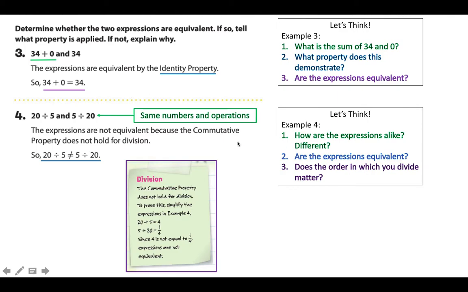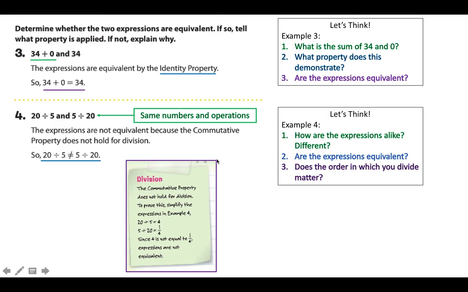Look at example number 4. How are the expressions alike and how are they different? Well, they both have 20 and 5, and they both have a division symbol, so they're alike in some ways. They have the same numbers and operations, but they're different in that the numbers are switched. 20 is first here, and 5 is second. 20 is our dividend, and 5 is our divisor. And in this expression, 5 is the dividend, and 20 is the divisor.